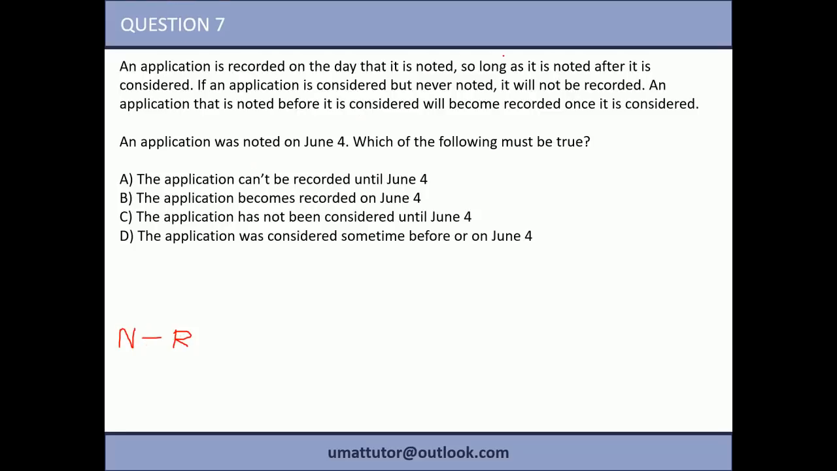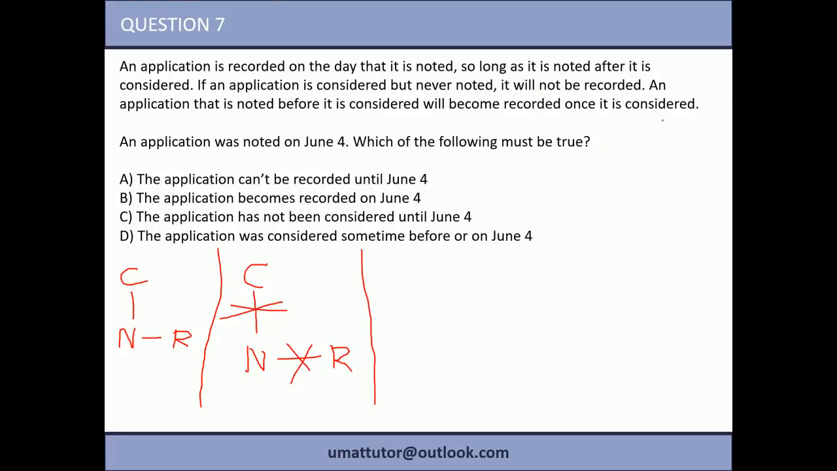Now this is on the condition that it is noted after it is considered. So I'm going to put C above the N there. So this is one possible order of events. Now the second sentence says, if an application is considered but never noted, it will not be recorded. So if it's first considered, but then it's never noted, I'm going to write C at the top and then an N, and then cross out that line, because we never get past the point of being considered, then it is never recorded. So again, I'll cross out that line to say that it's never recorded. That's a second possibility there.